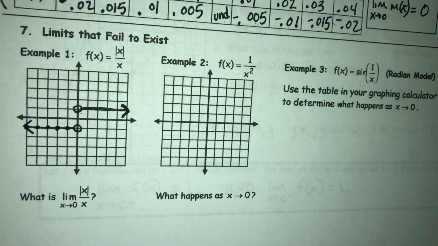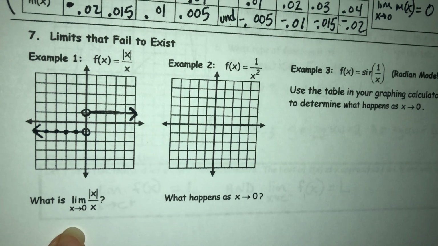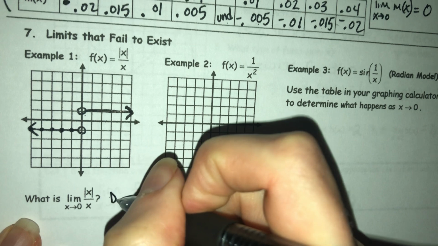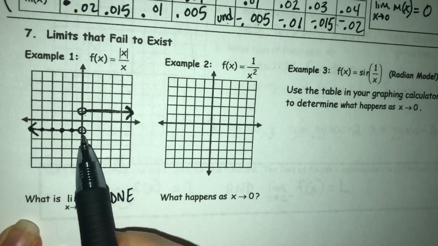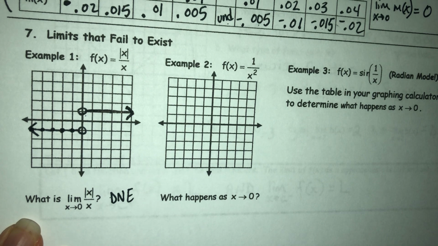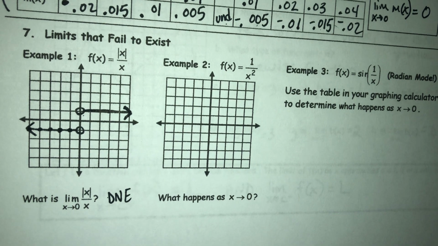So, what is the limit as x is approaching 0 of the absolute value of x over x? It does not exist, because the right-hand limit is 1, and the left-hand limit is negative 1. So those are different, and that means the limit does not exist.